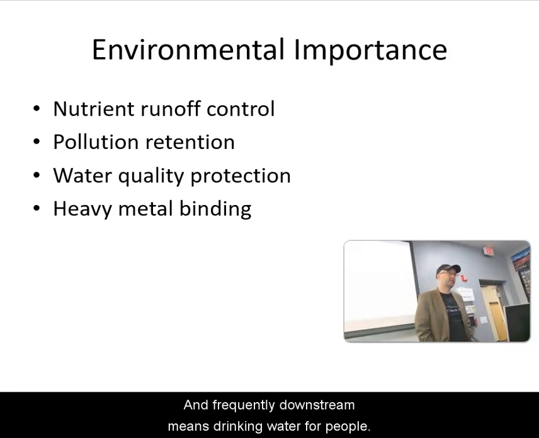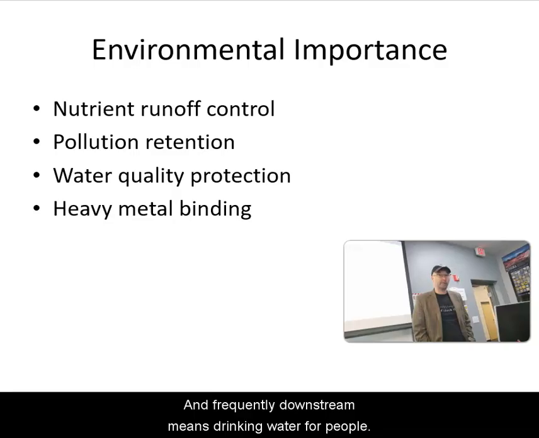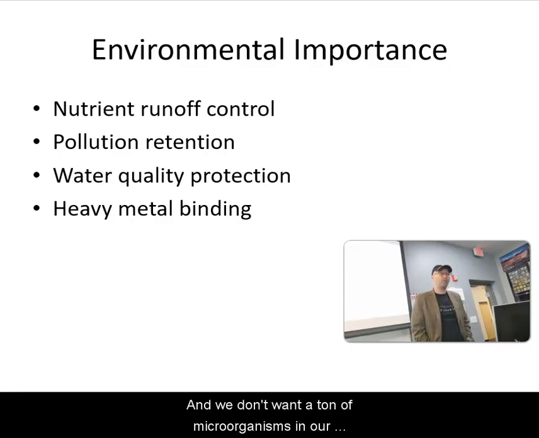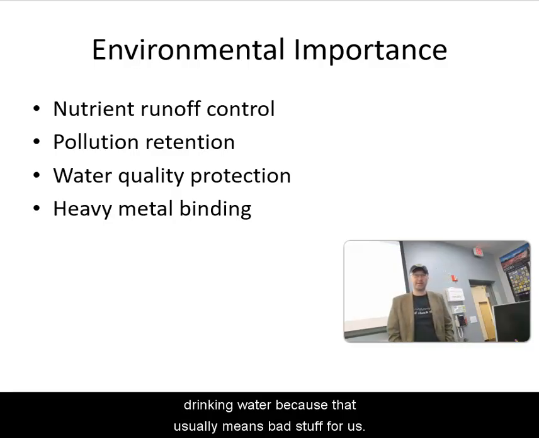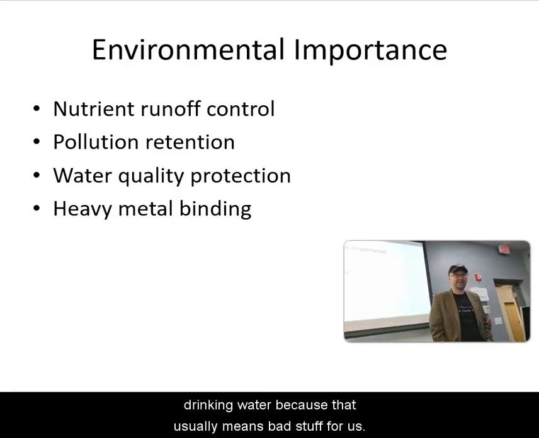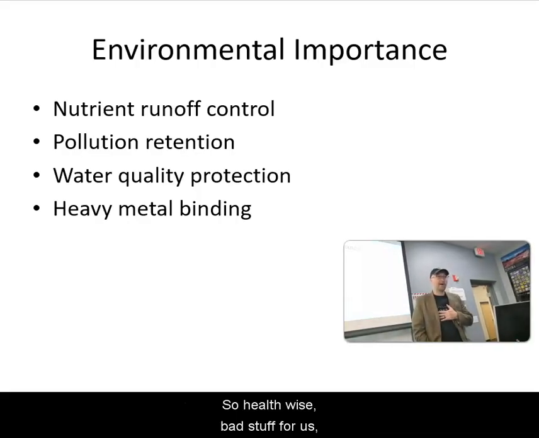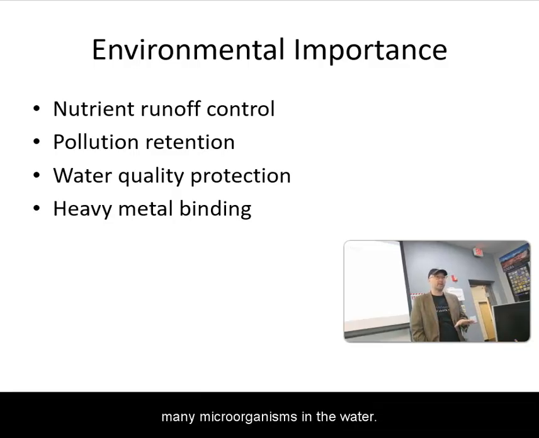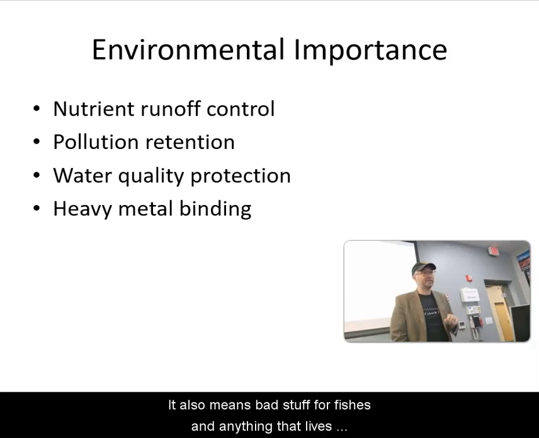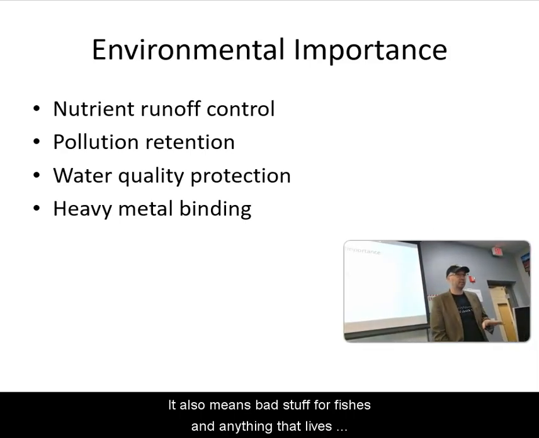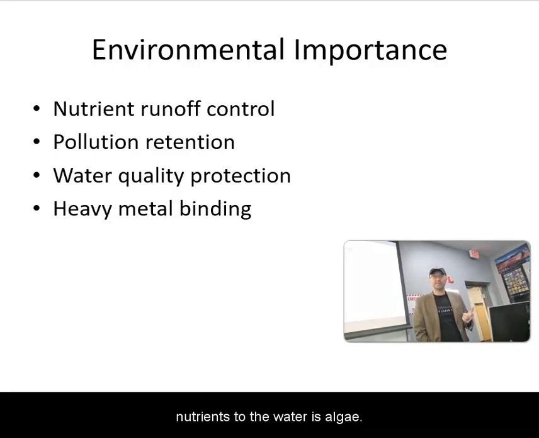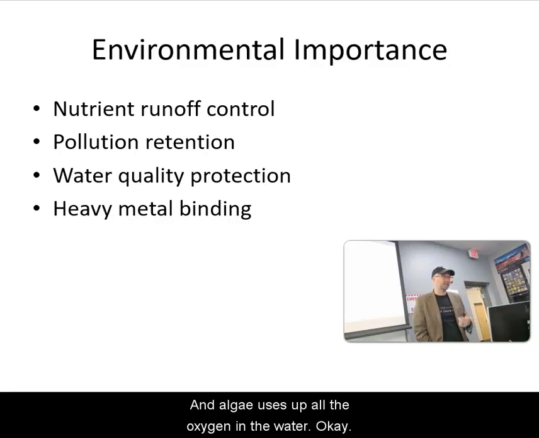And frequently downstream means drinking water for people, and having too much nutrients in water means that microorganisms are going to like it. And we don't want a ton of microorganisms in our drinking water, because that usually means bad stuff for us. So health-wise, bad stuff for us, bad stuff for animals that drink it, because there's too many microorganisms in the water. It also means bad stuff for fishes and anything that lives in the water, because what results from too much nutrients in the water is algae, and algae uses up all the oxygen in the water.